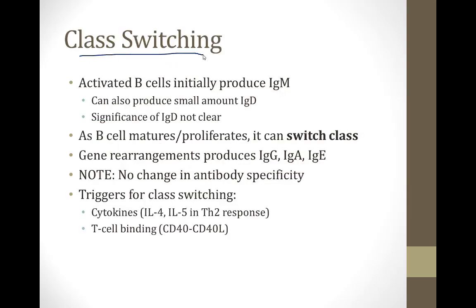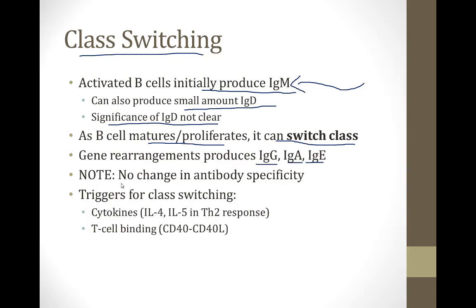Class switching is the process by which activated B cells change the type of antibody that they produce. And it's very important that you know that activated B cells initially produce IgM only. They also make a small amount of IgD, but the significance of IgD is not clear, so we don't really focus on it very much. However, as the B cell matures and proliferates, it can switch classes. Gene rearrangements will produce IgG, IgA, or IgE instead of the initially produced IgM.